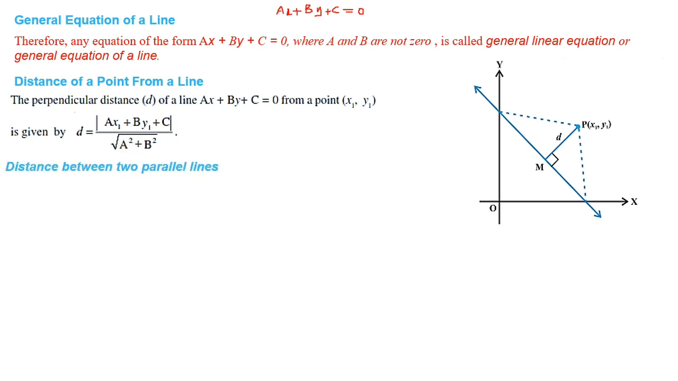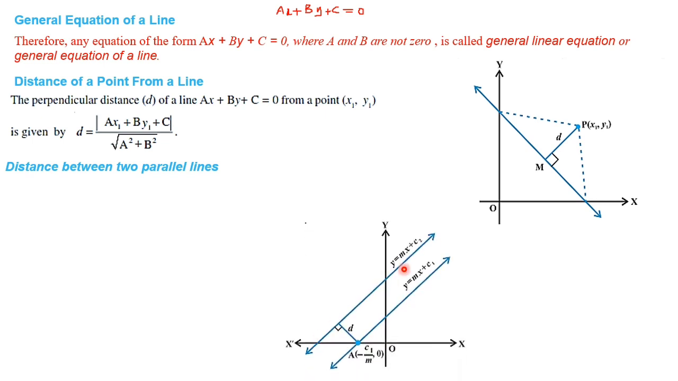Next, distance between two parallel lines. Let's see the diagram here. Two parallel lines are given: y is equal to mx plus c1 and y is equal to mx plus c2. This is the slope intercept form, but in the formula we take the general form ax plus by plus c is equal to 0. So you have to differentiate and learn. We use the general form because in the formula, ax1, by1, c, a, b, c all come from the general form.